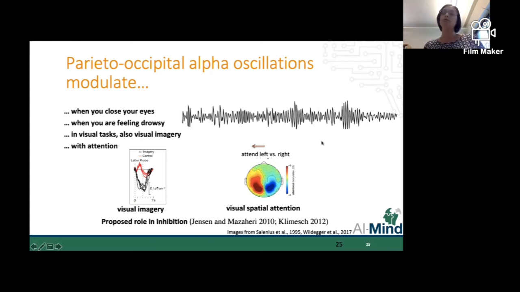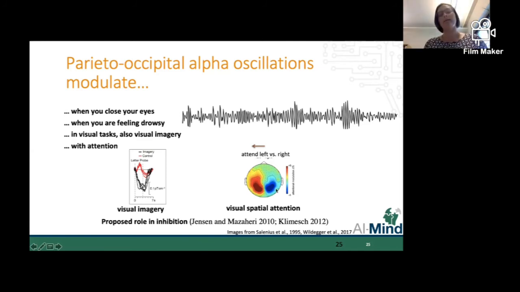So what do these oscillations do? Well, we know that these oscillations modulate during different tasks. The alpha oscillation becomes stronger when you close your eyes. It becomes stronger when you're feeling drowsy. It is attenuated in visual tasks, also if you're just imagining that something visual is going on. And it's also modulated with attention. For example, if you attend to a visual event in your left hemifield, then alpha in the ipsilateral hemisphere will be increased, and contralaterally it will be attenuated.